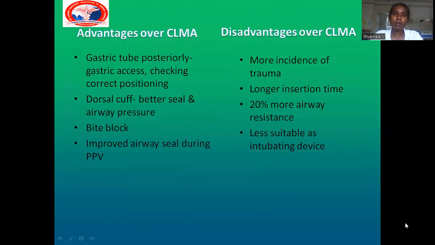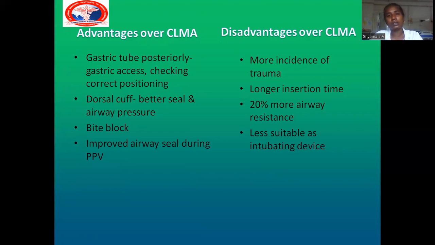Then, advantages of the Proseal LMA over the classic LMA. As I told, it has a gastric tube posteriorly, giving gastric access and allowing you to check whether it is in the correct position. It has a dorsal cuff for better sealing and airway pressure. It has an integrated bite block. It has improved airway sealing pressure during positive pressure ventilation.